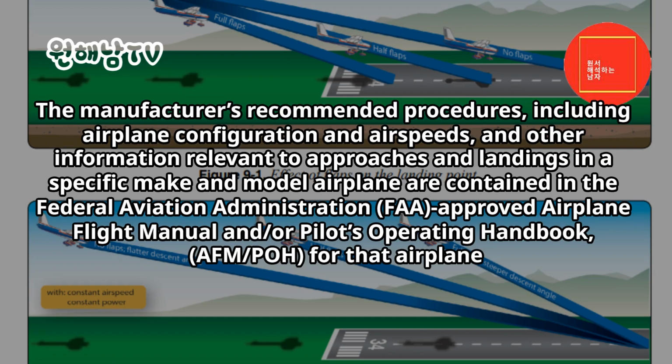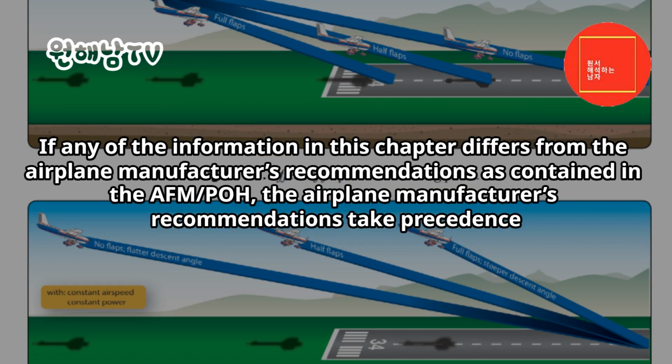The manufacturer's recommended procedures, including airplane configuration and airspeeds, and other information relevant to approaches and landings in a specific make and model airplane are contained in the Federal Aviation Administration (FAA)-approved Airplane Flight Manual and/or Pilot's Operating Handbook (AFM/POH) for that airplane. If any of the information in this chapter differs from the airplane manufacturer's recommendations, as contained in the AFM/POH, the airplane manufacturer's recommendations take precedence.